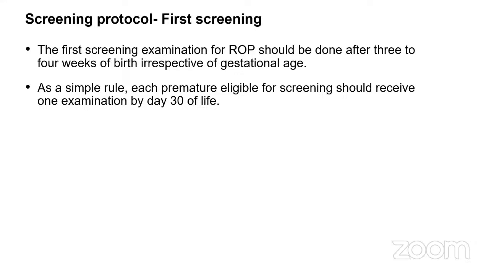So, the screening protocol. The first screening examination of ROP should be done 3 to 4 weeks after birth, irrespective of gestational age. As a simple rule, each eligible premature infant should receive one examination by day 30 of life.